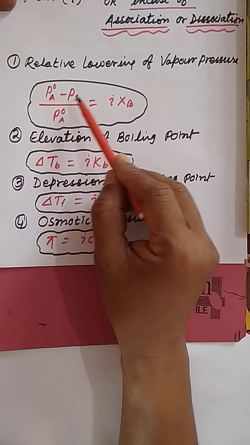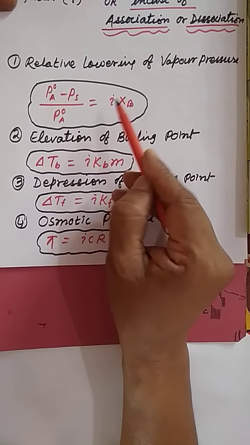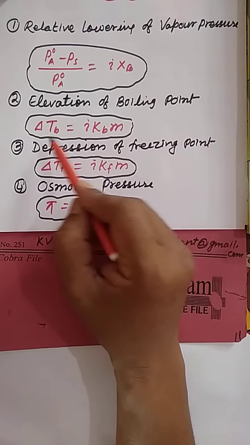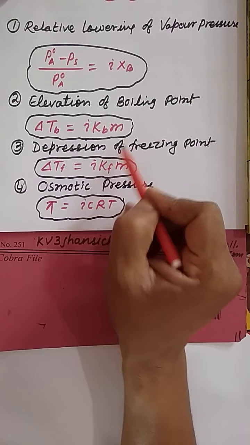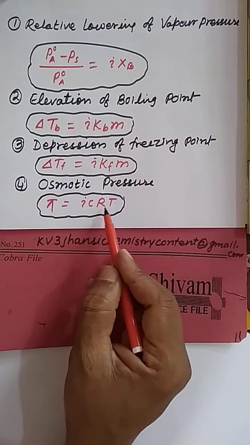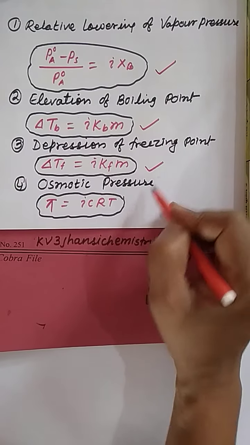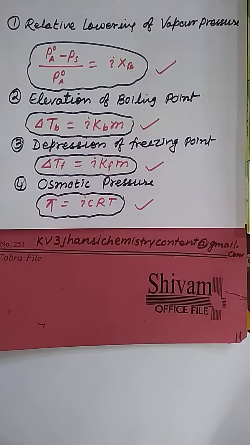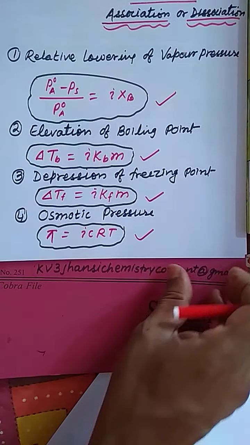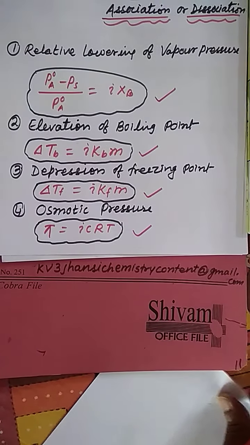This is (P naught A minus Ps) upon P naught A, where Ps is the vapor pressure of solution, equal to i X_B, the mole fraction of solute. Elevation of boiling point ΔTb is equal to i Kb m, and ΔTf is equal to i Kf m, and π is equal to i CRT. So definitely friends, you use these equations if in the question association or dissociation is given. It may be given as complete dissociation, complete association, or partial association or dissociation. So I am explaining that.